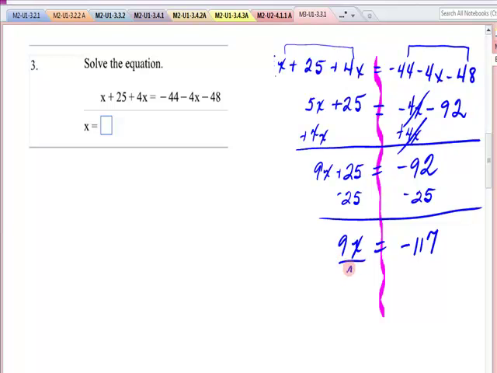Finally, divide by the coefficient, which is 9. So x is equal to, if I divide that by 9, I get a negative, because it's negative divided by positive, 13. X is negative 13.